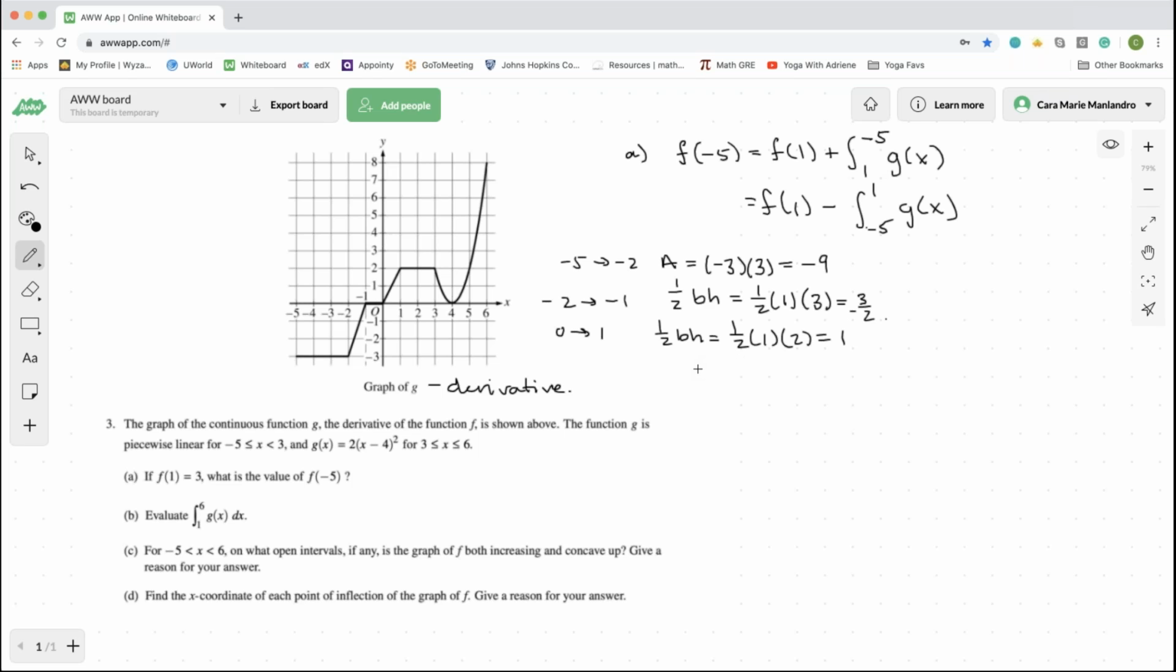So then I can just start with my initial value, 3 minus, and then if I add these up, I get negative 19 over 2, which is 25/2. All right, and so again, you could have left it unsimplified, and if you wanted to leave it as negative 3 minus negative 9 minus 3 over 2 plus 1, that's also perfectly fine.